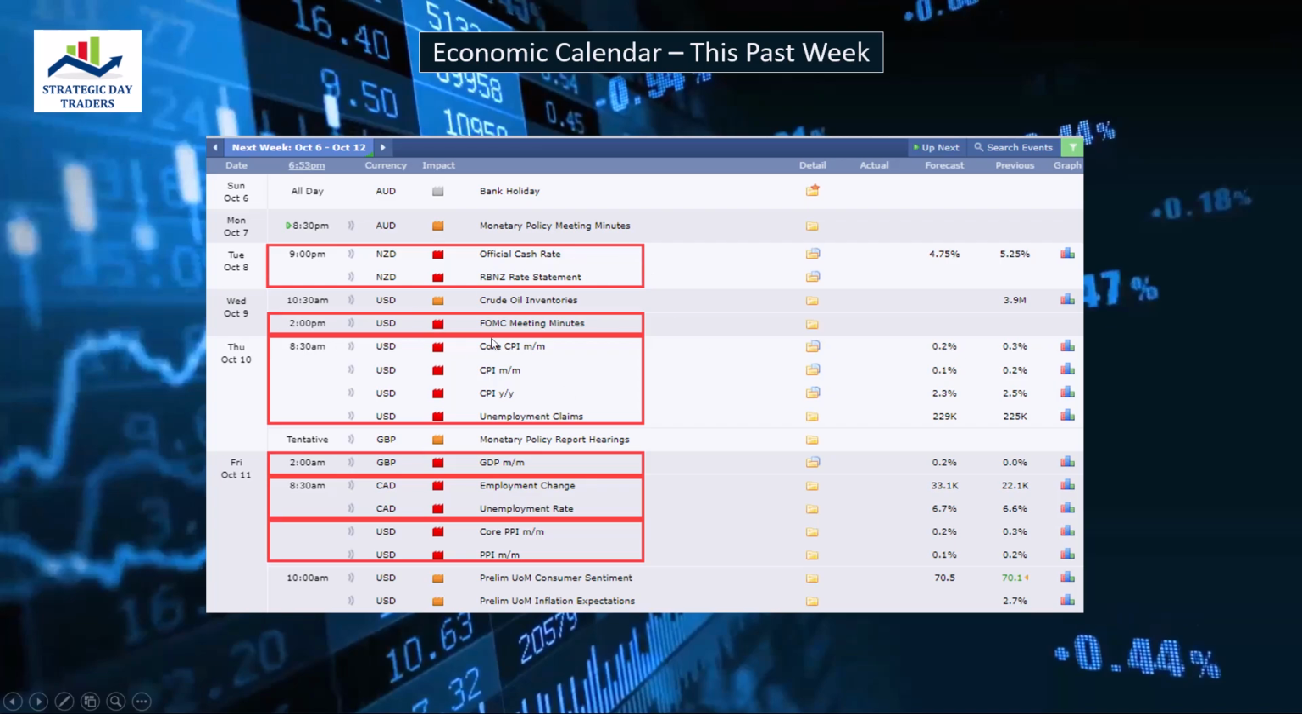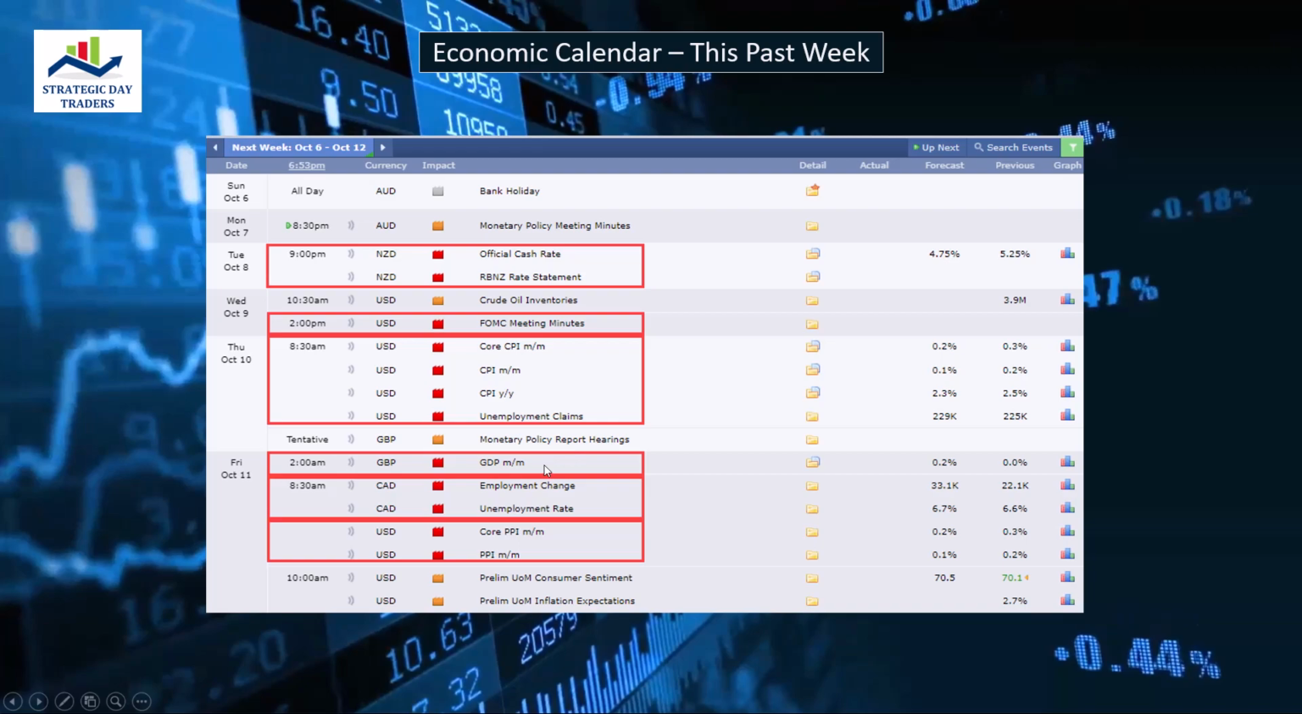And then later in the week, we had the Fed minutes that were released. We obviously tracked the U.S. dollar with that. The following day, CPI and unemployment claims that were somewhat contradictory from the U.S., and that kind of flattened the markets out.